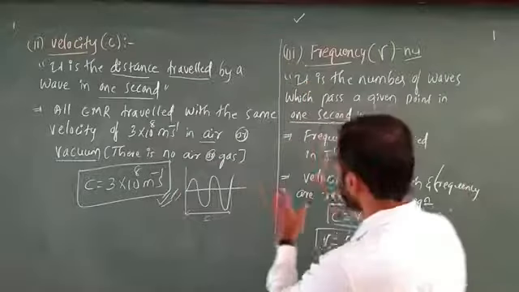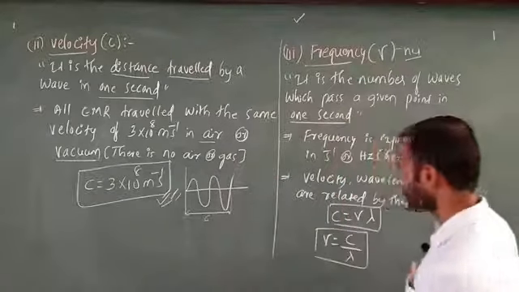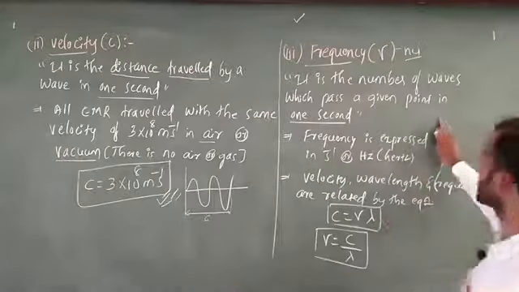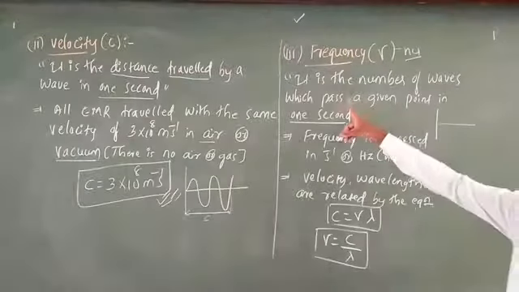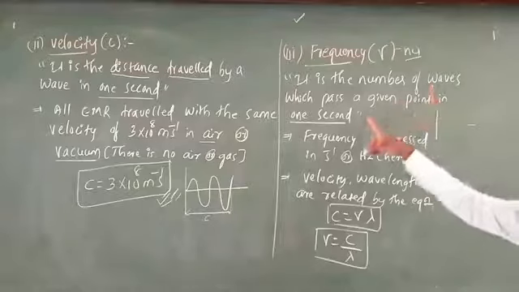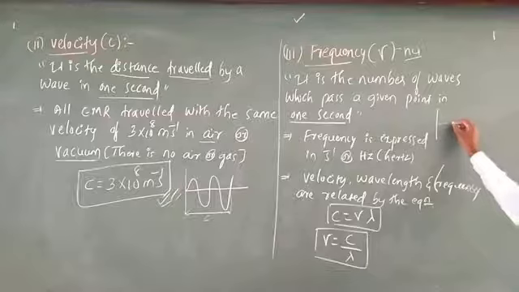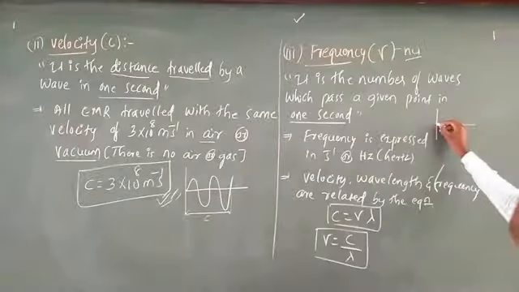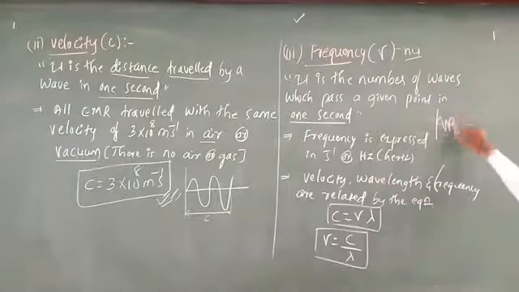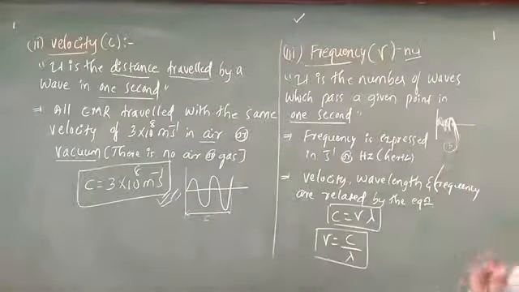Next, try to understand this one. I will write here. According to the definition, it is the number of waves which pass a given point in 1 second. I am going to mark this point. The waves start from here, and I am going to start timing like this. Time over. In this case, how many waves passed? 3 waves are passed in 1 second.